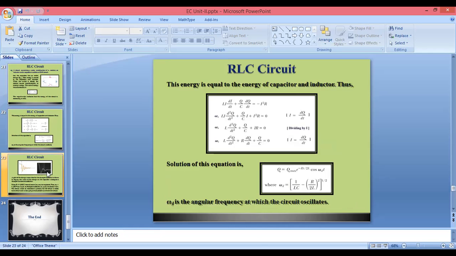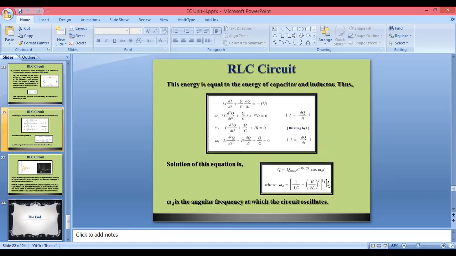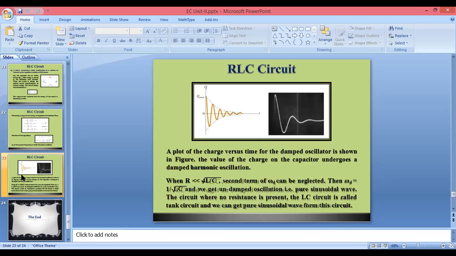So you will get W equal to 1 upon square root of LC, because here we are taking square root 2. तो हमें ये क्या मिलेगा? We will get WD equal to square root of 1 upon LC. But 1 का square root क्या आता है? 1. So we can write W equal to 1 upon square root of LC. So this is the equation we will get in the undamped oscillation.